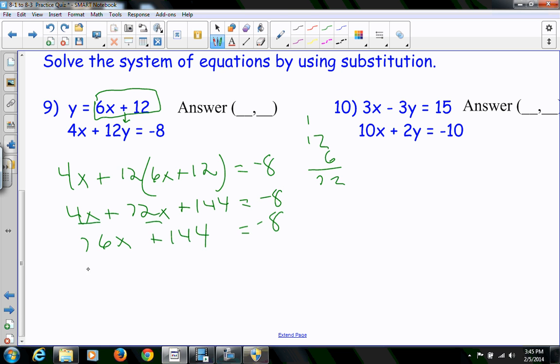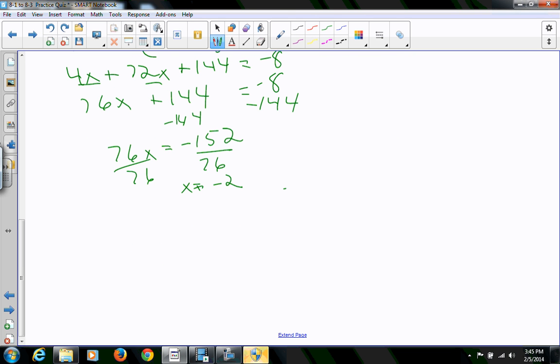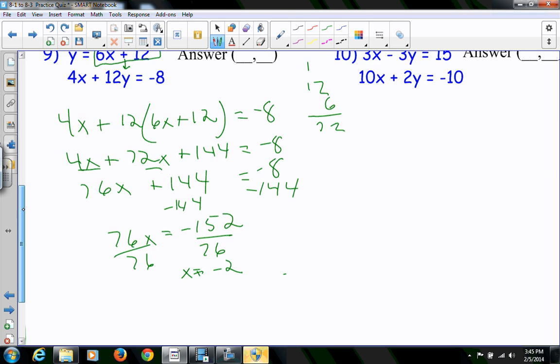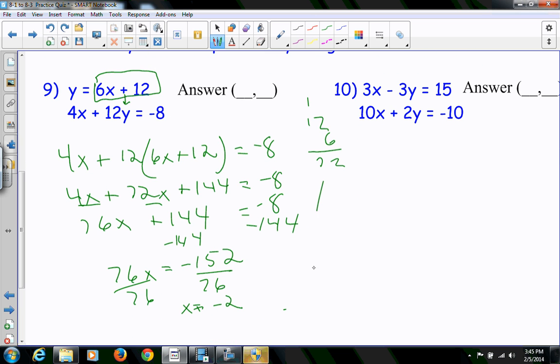And so now I have to subtract my 144, minus 144, minus 144. So I get 76x is equal to negative 152. And if I divide both sides by 76, divided by 76, divided by 76, I get x is equal to negative 2. That's an equal sign. And now that I know that x is equal to negative 2, I'm going to go ahead and plug it into the top equation here. So here's step 3. Here's step 2.